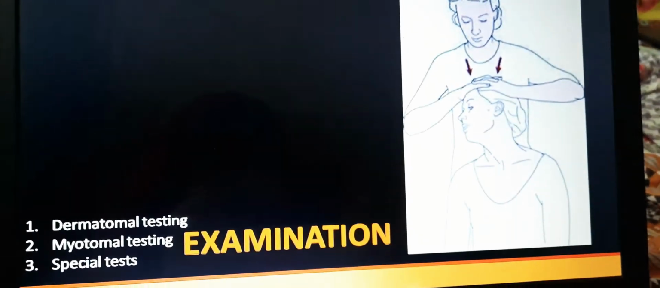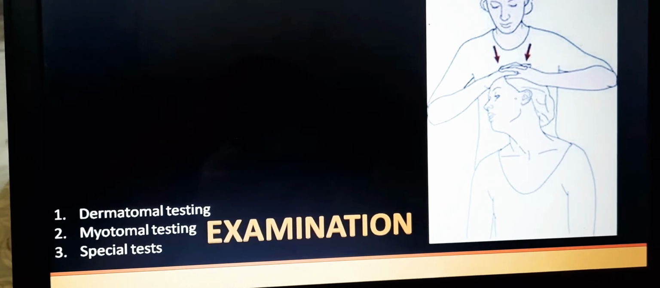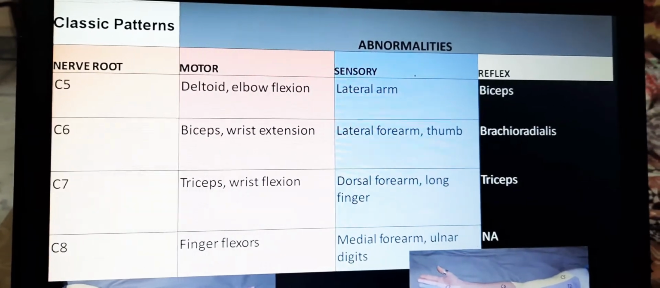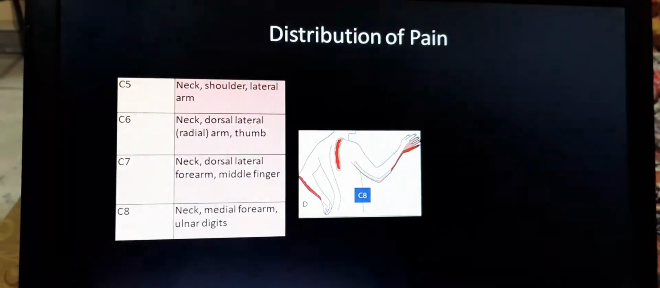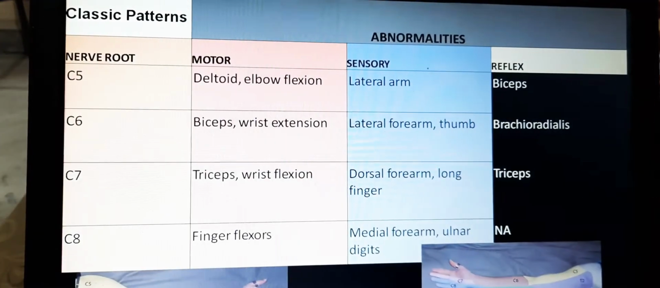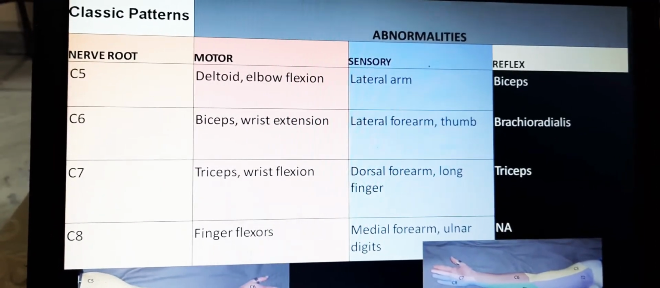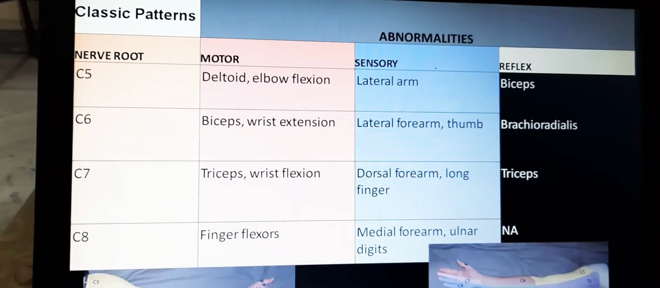Central disc herniations compress the cervical cord directly, while lateral disc herniations result in the compression of the cervical nerve root. Examination involves dermatomal testing, myotomal testing, and some special tests. These are the classic patterns: C5, C6, C7, C8. C5: motor involvement, deltoid, elbow flexion; sensory, lateral arm; reflex, biceps.